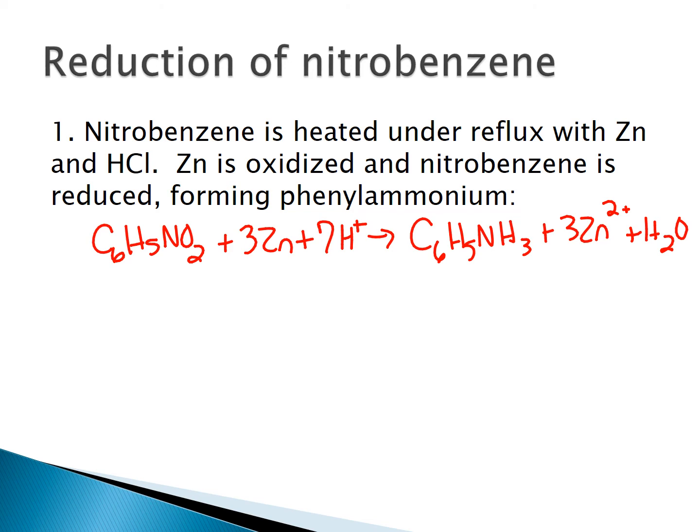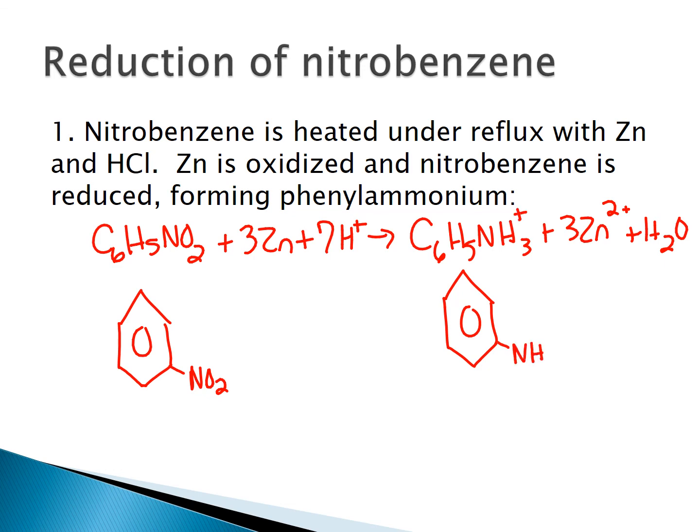And so you've already seen the structure of nitrobenzene, but we'll go ahead and draw it again. And then it produces this phenylammonium, which looks like this. And this is positively charged, I should add. And the nitrogen there has a formal charge of +1.